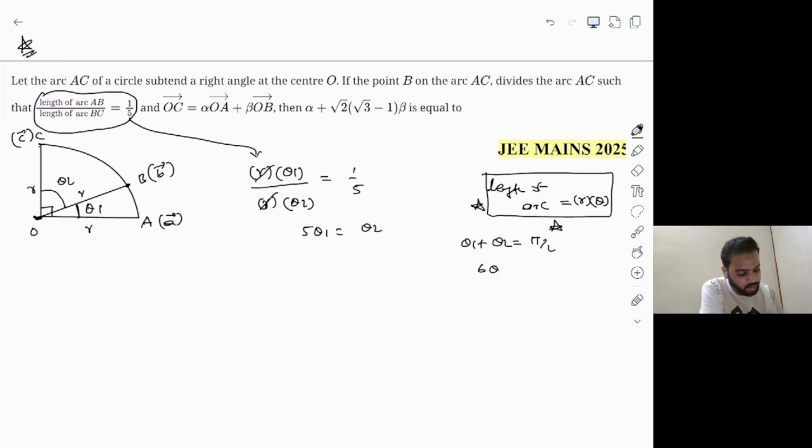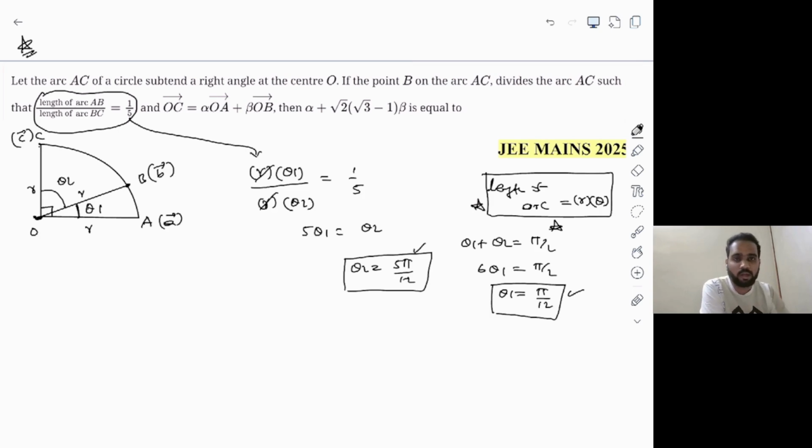So which makes totally 6 theta 1 equal to pi by 2, which makes theta 1 equal to pi divided by 12. And if theta 1 is pi by 12, we can say that theta 2 will be 5 pi divided by 12. Okay, so this is the first part of the question where we find out the angles included with respect to the sector, with respect to the arcs AB and also BC here. Okay, I hope it is clear.